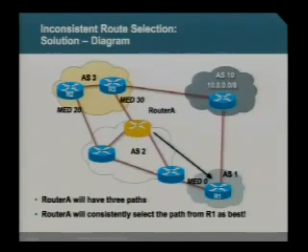So the result of that will always be the same, just showing it in the picture. Router A's got the 3 paths. It will consistently select the best path through AS1 and router 1 to get towards AS10.